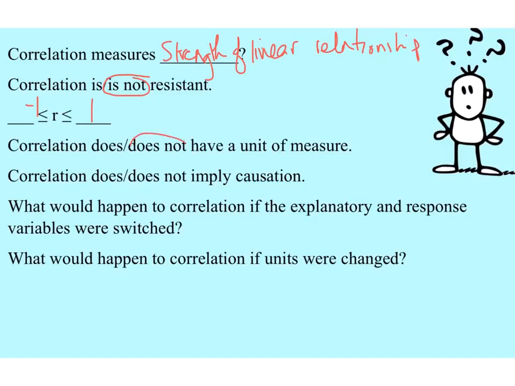Correlation does not have a unit of measure. It's simply a number that tells us how linear data is. There's no units to it. Correlation does not imply causation. We just got done talking about that.